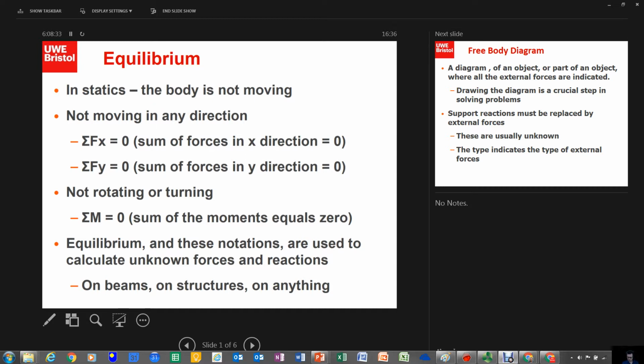Right, so let's talk a little bit about equilibrium. So the concept is that we are looking at rigid bodies.